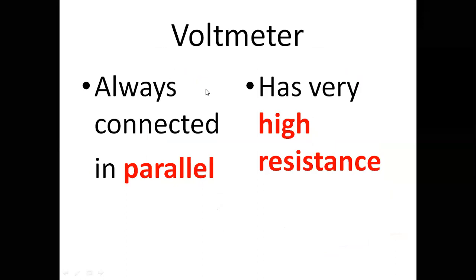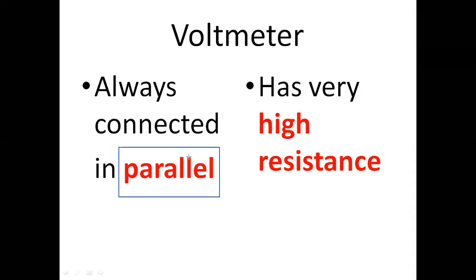Okay, so voltmeter is completely opposite to it. If ammeter is connected in series, voltmeter is connected in parallel. It is the opposite. Voltmeter is always opposite to ammeter. So who was connected in series? Ammeter. Voltmeter is connected in parallel. And that ammeter had very low resistance, but voltmeter has high resistance.